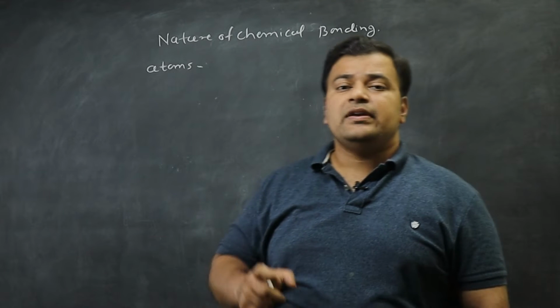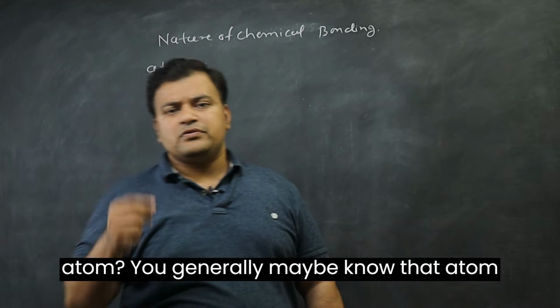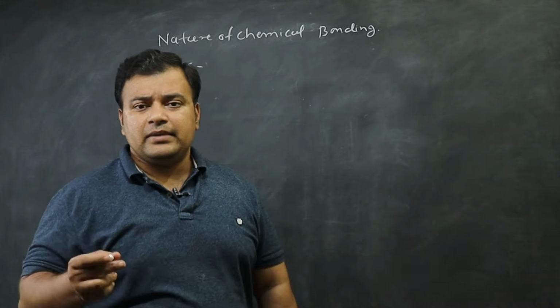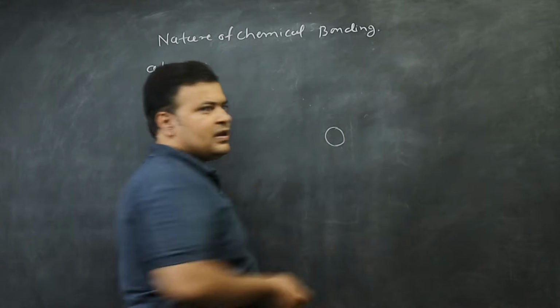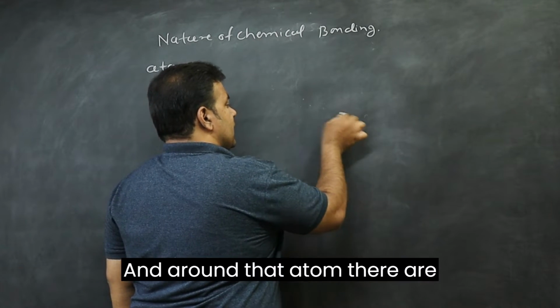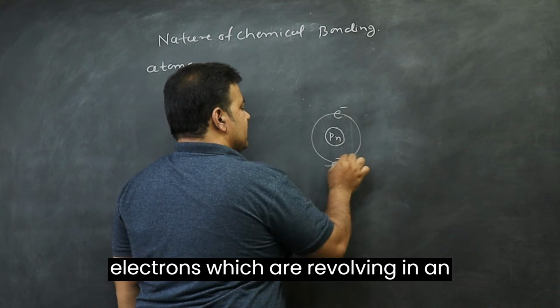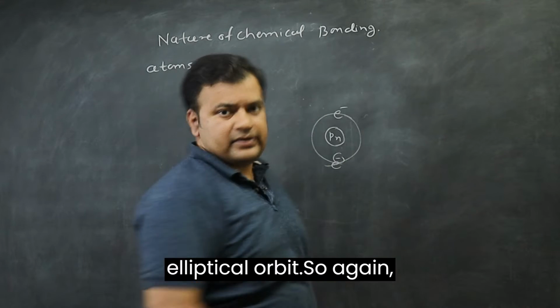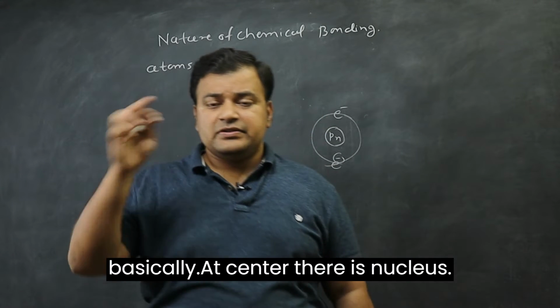So the first point in this chapter is the atom. Okay. So what is atom? You generally maybe know that atom is like that. At the center there is nucleus. Inside nucleus there are proton and neutron, and around that atom there are electrons which are revolving in an elliptical orbit.